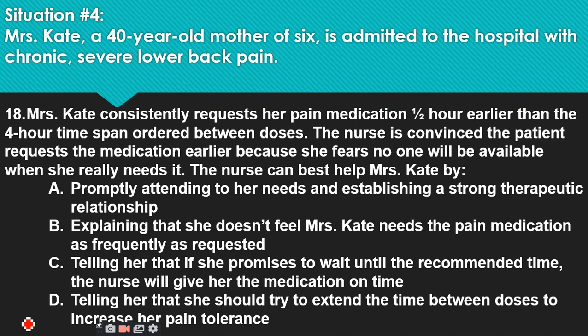Take note of the words best help Mrs. Kate. Of course, the focus of this one is being therapeutic. So the best answer for number 18 is letter A. Letter B is wrong because of the word doesn't. That's going to be negative. Letter D is also wrong because of the word extend. That's negative. Then letter C, telling her that if she promises, that's going to be a false reassurance. It's also negative. So the best answer for number 18 is letter A.